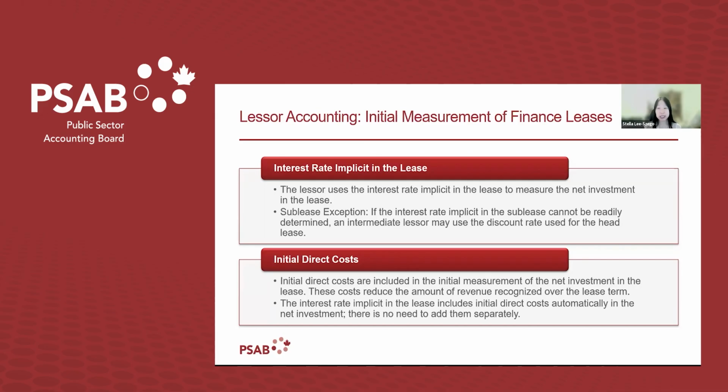In the case of a sublease, if the interest rate implicit in the sublease cannot be readily determined, an intermediate lessor may use the discount rate used for the head lease. Initial direct costs are included in the initial measurement of the net investment in the lease and reduce the amount of revenue recognized over the lease term.